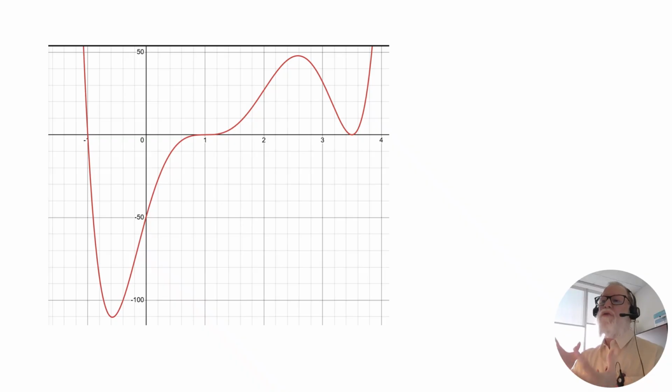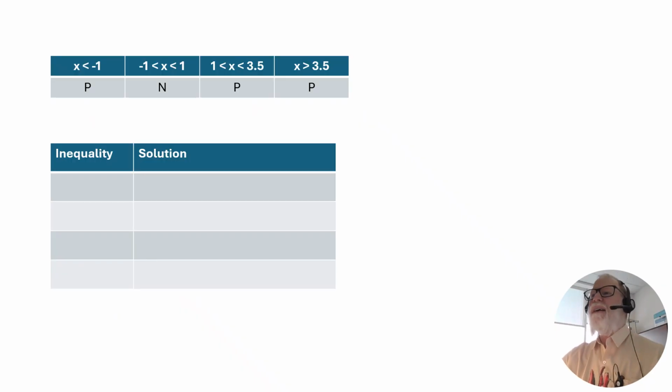So when you do the graph, you've got to remember the end behavior and the multiplicity, and you're literally, just like in unit 2, looking above or below. In this case, the x-axis is where y is 0. So there we go. And then we can write our solutions: less than but not equal to.